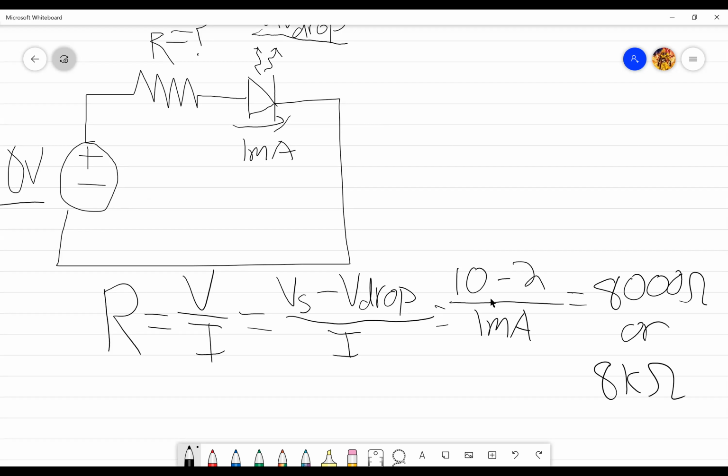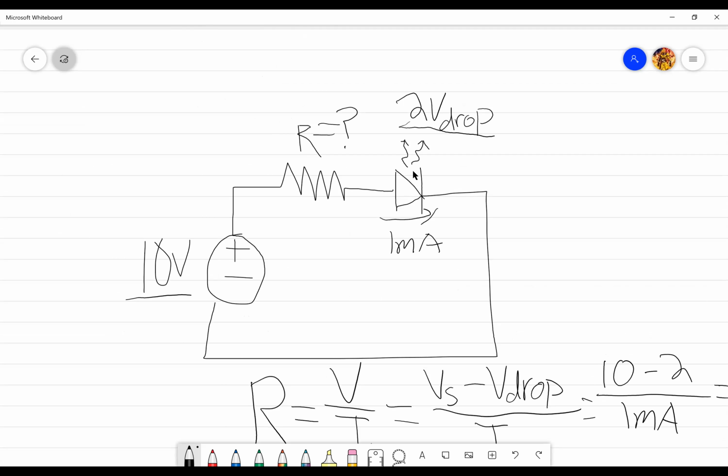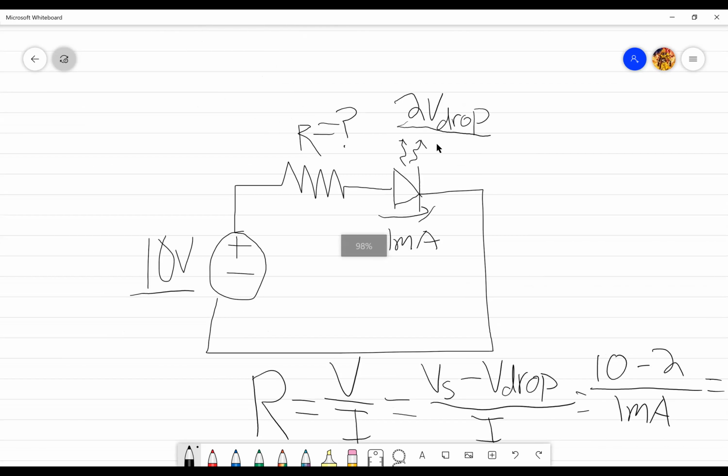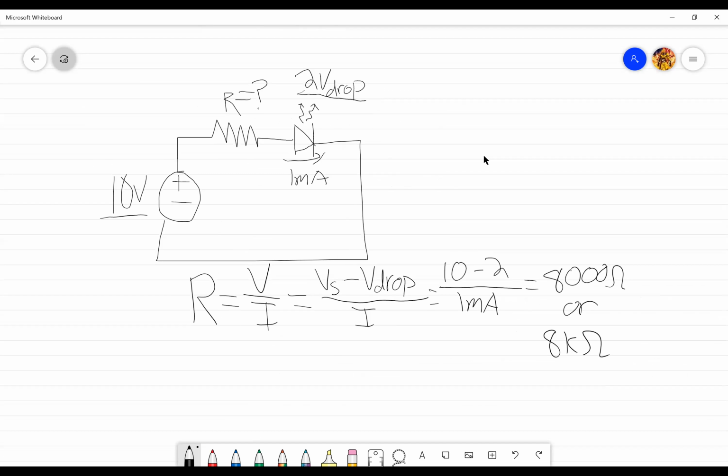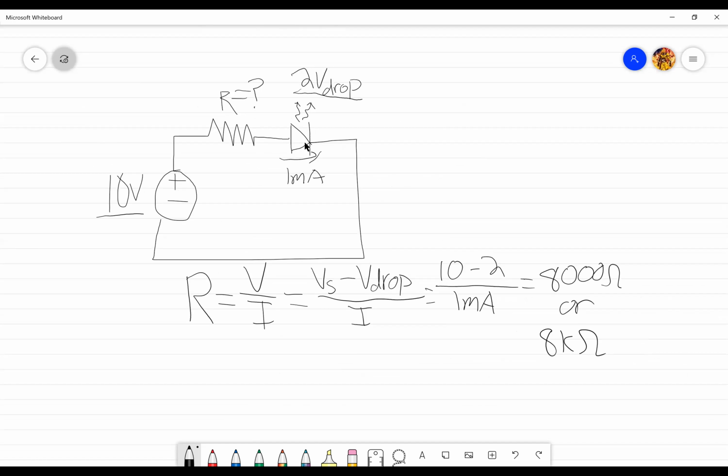So therefore, to prevent the LED from burning up, you need about 8,000 ohms to keep it from heating up and then burning out. And yeah, that's practically it for that circuit.